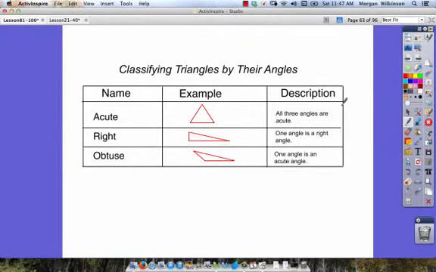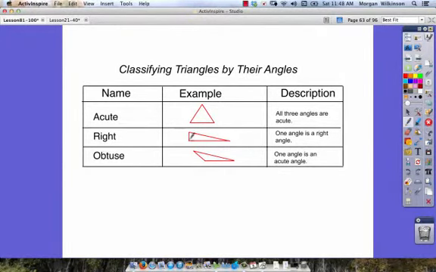Now we can classify triangles by their angles. The three different types of triangles that we could have would be an acute triangle, a right triangle, or an obtuse triangle. Now an acute triangle, here we have a picture of one. The definition says all three angles are acute. So notice that all three angles here are definitely less than 90 degrees. So this is an example of an acute triangle.